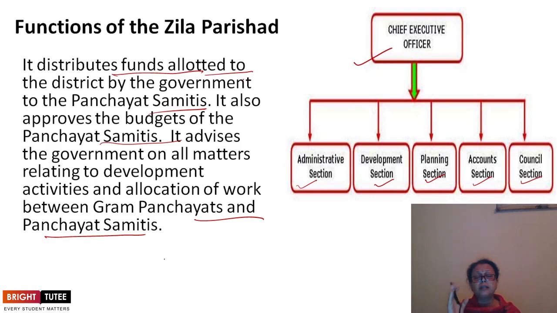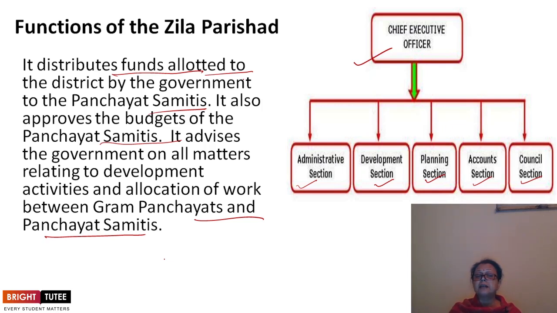So the developmental program accordingly is allotted to the different villages and to the different Panchayat Samitis. So this is all about the functions of the Jila Parishad. First of all, it is distribution of the funds to the Panchayat Samitis, then approves the budget of the Panchayat Samiti. Budget approval is also required.